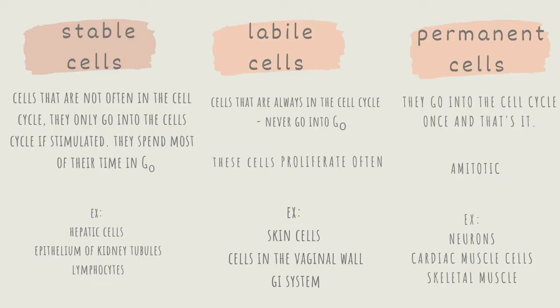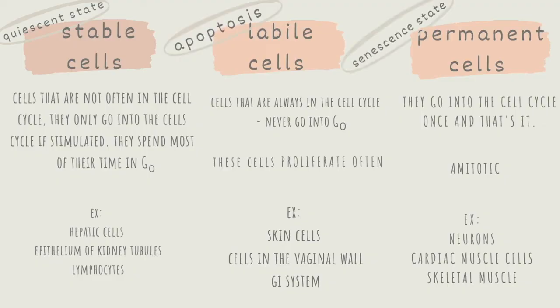Permanent cells go into the cell cycle once and that's it. They are birthed from the cell cycle and that's it. These are amitotic cells, A meaning without, so amitotic meaning they don't undergo mitosis. So we can relate some of these states like quiescent state, apoptosis, and senescent state with these types of cells, right? Stable cells are often in the quiescent state. Labile cells undergo apoptosis, and permanent cells are often in the senescent state.